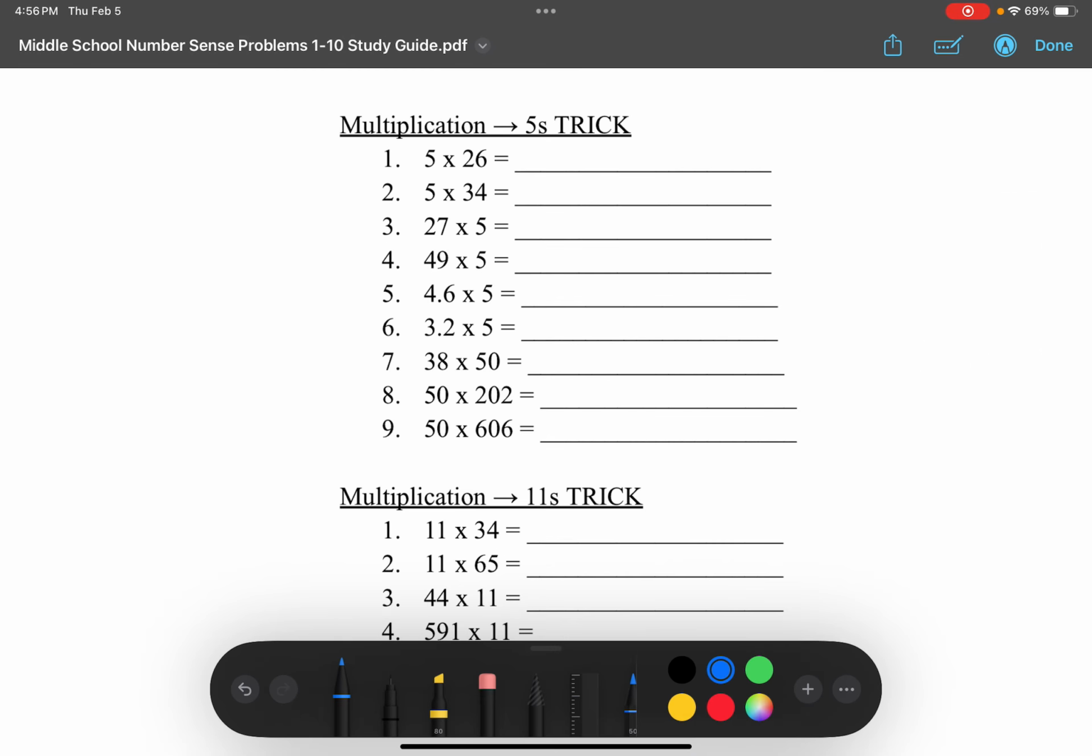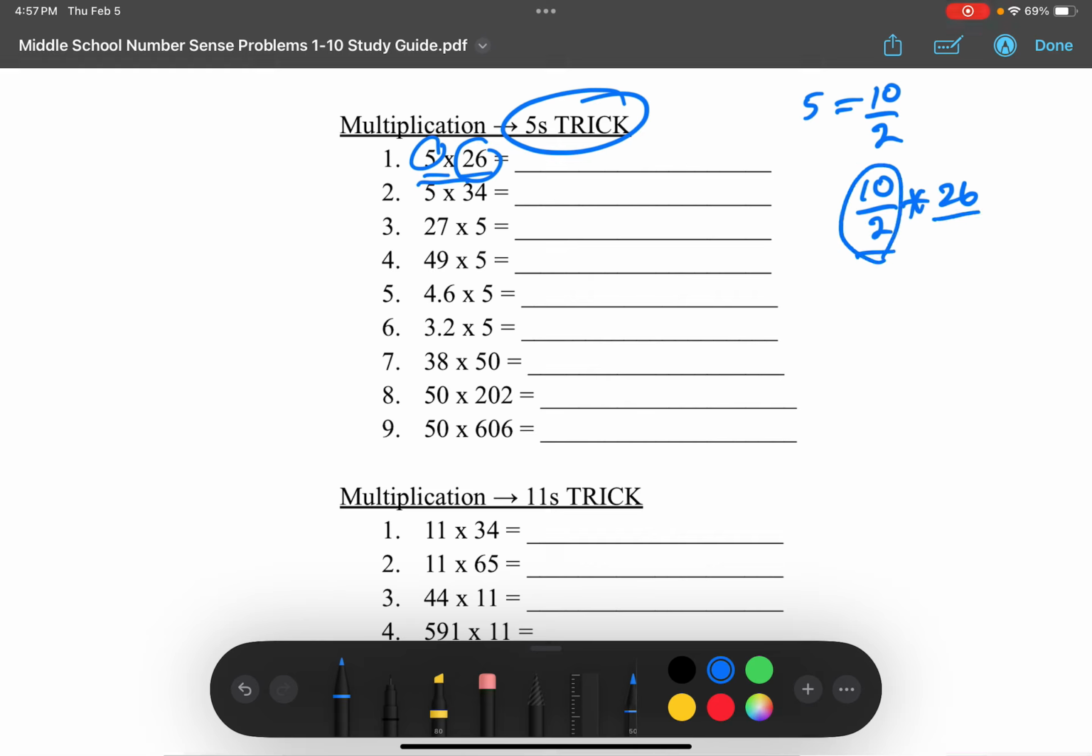All right, so for this one is going to be the 5s trick for middle school number sense. Now, here's the thing. Whenever we multiply 5 times 26, I want to rewrite the 5 as 10 divided by 2. Because if you think about it that way, the trick will make a lot more sense. So let's say instead of saying 5 times 26, let's say 10 divided by 2 times 26.